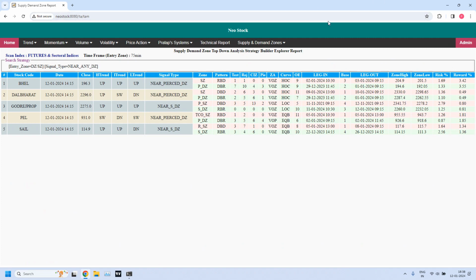Let us check any high liquidity 75 minute zones. We have Godrej Properties. This is a high liquidity zone and a fresh zone. And we have one more, SAIL. SAIL is already tested 3 times. So you need to look for fresh 15 minute zones. So total we have identified 2 high liquidity zones. One is Godrej Properties and another one is SAIL. High liquidity 75 minutes demand zones.